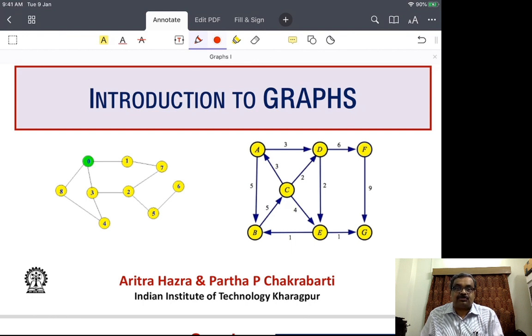As part of this course, we will study graphs from the algorithmic point of view, but we will do graphs today as an introductory class just to introduce to you what are graphs, what are their applications, and how they are stored as data structures. And the next day onwards, we will start our manipulation of graphs.